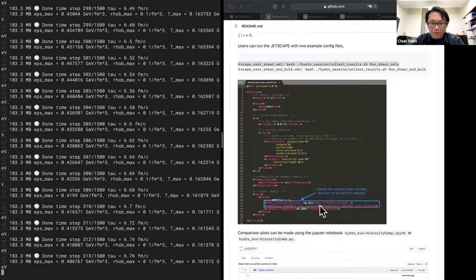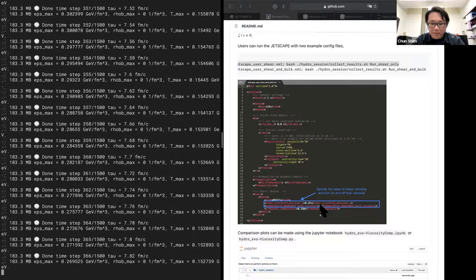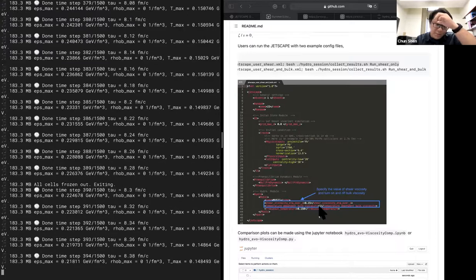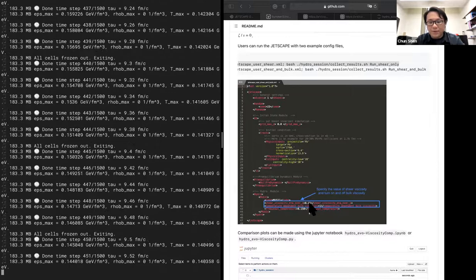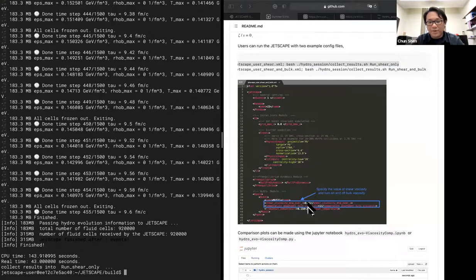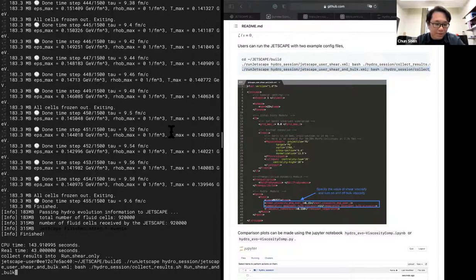So what we want to tune up and down is mainly just turning the bulk viscosity on and off. And you also have the freedom, if you want to do something different, to change the value of shear viscosity here. This is assuming there's a constant shear viscosity in the simulations. Now our first shear-only simulation finished. Now I copy the second command to run a simulation with the bulk viscosity.